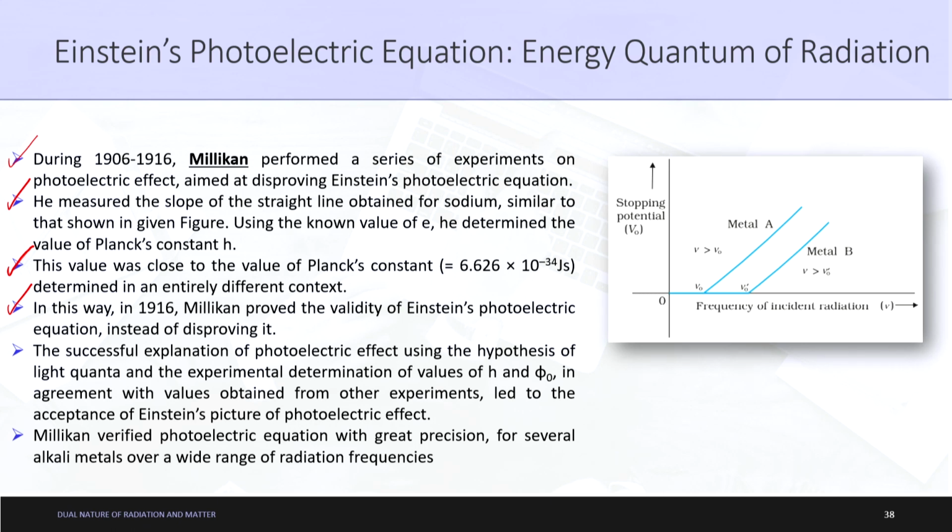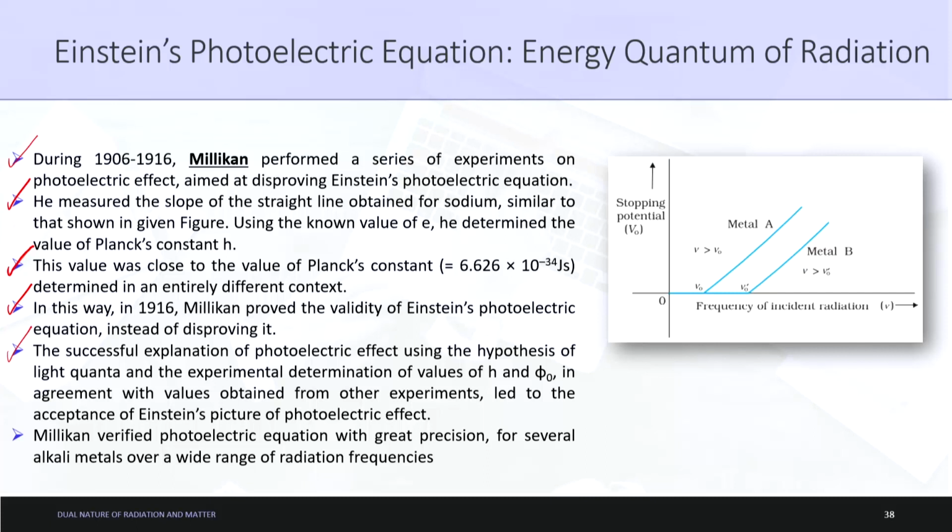The successful explanation of the photoelectric effect using the hypothesis of light quanta, and the experimental determination of values of h and phi naught in agreement with values obtained from other experiments, led to the acceptance of Einstein's picture of the photoelectric effect. This line says what was different in his thinking. Other people tried to understand energy absorption as continuous, but Albert Einstein said that it is not continuous absorption; small quanta of energy are radiated and absorbed by different electrons.